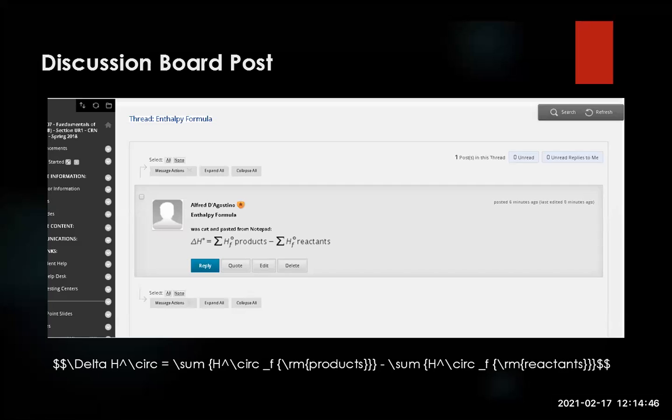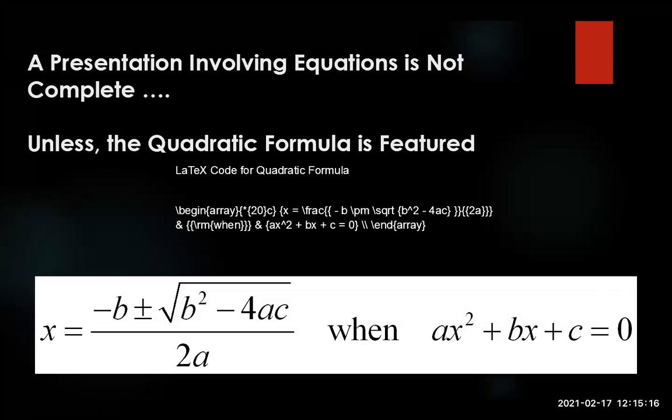If you need to make a discussion board post, LaTeX can be used. You simply input the code into the text box in the editor, as you see here in Blackboard discussion board. And when the post is made, a graphical representation of the equation is given. In this case, we're looking at an equation showing the enthalpy of reaction. You can see how the quadratic formula can be coded in LaTeX.